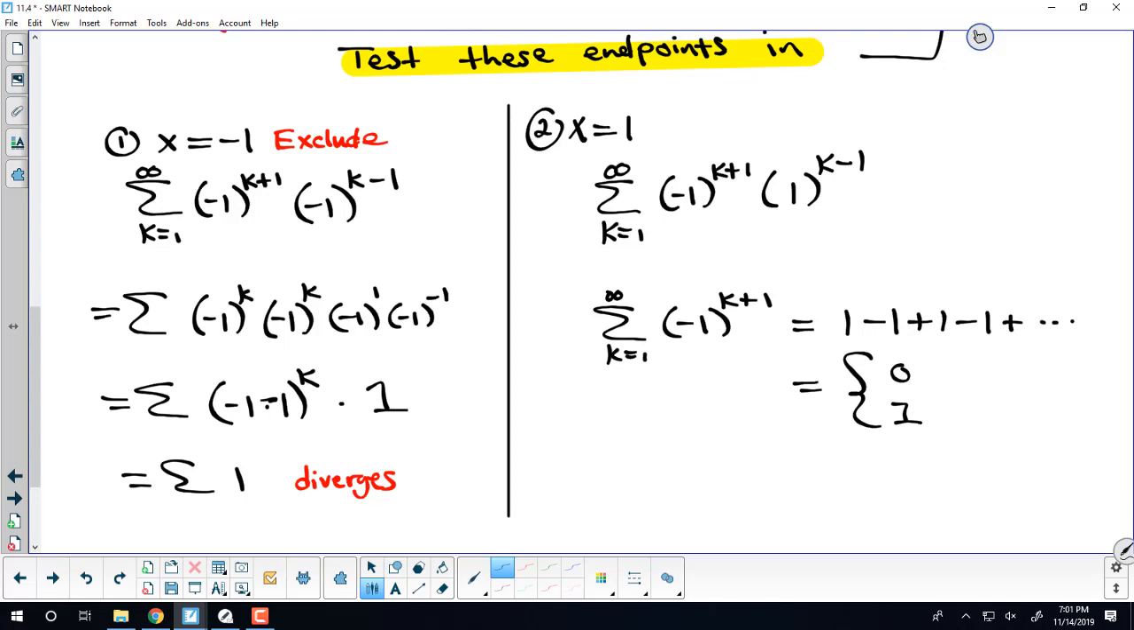So that series is really 0 if we add up an even number of terms, but it's 1 if we add up an odd number of terms. So since it doesn't approach a single value, it also diverges. Which means we're going to exclude this as well. So the original series, the ln of 1 plus x, included positive 1. The differentiated series doesn't include positive 1.